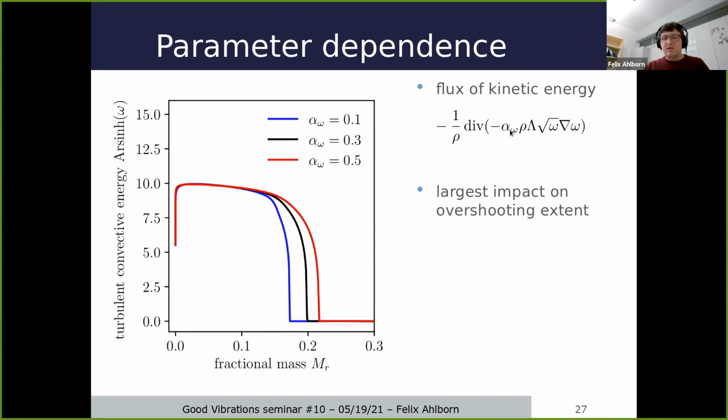So this alpha omega turns out to have the largest impact on the overshooting extent, which makes sense, because if you increase the kinetic energy flux, you would also expect that the kinetic energy profile moves further out, and therefore you would increase the core size. And so on the left side, I show the turbulent convective energy, again transformed in a kind of logarithmic way, for 3 different parameter values. And you can see that indeed for a parameter value of 0.1, you find the smallest core in this comparison, and for a parameter of 0.5, you find the largest extent of the convective energy, which would, of course, then be again imprinted in the chemical profiles of these stars. So the other parameters in the model have mostly more subtle effects, which I will not discuss in this talk today.